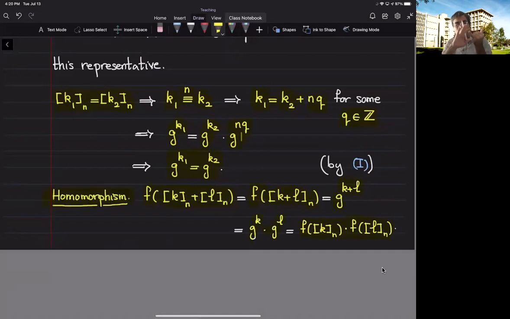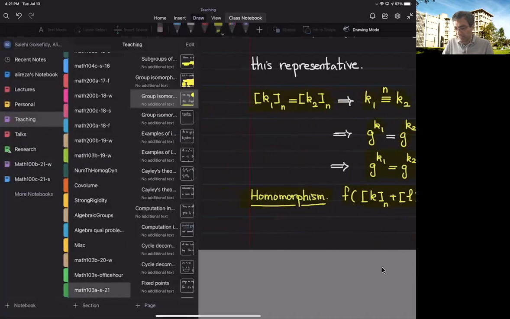Okay, so far I showed that it's well defined. Then I showed it's a group homomorphism. Now I'm going to argue that it is a bijection. Often it's hard to show that it is surjective. In this case, it's not, but often it's hard to show a function is surjective. It's easier to start with injective. So let's see why it is injective.